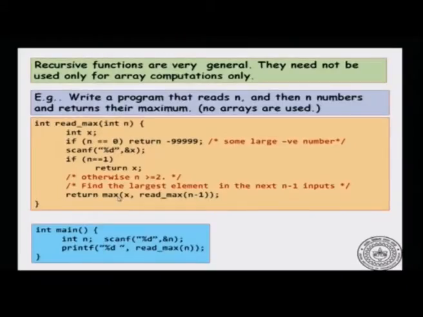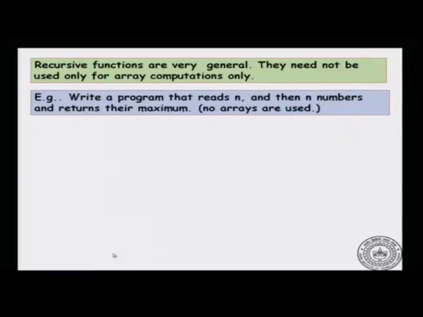And how do you call this function? You just declare a main function with n, you scanf how many numbers to read, and call the function read max n. Finally, it will return the maximum of the n numbers read, and you just print that value. Okay. So, think about this for a minute and see why we did not need to use arrays.